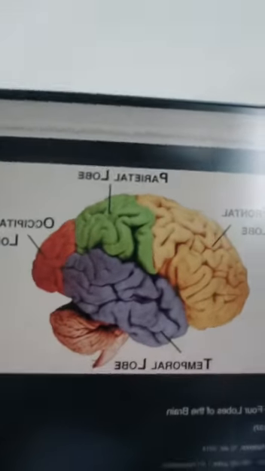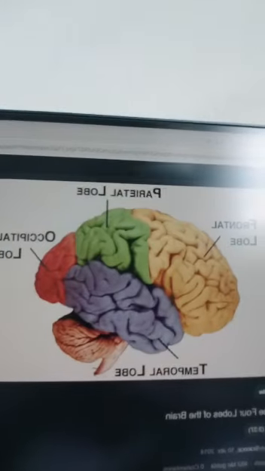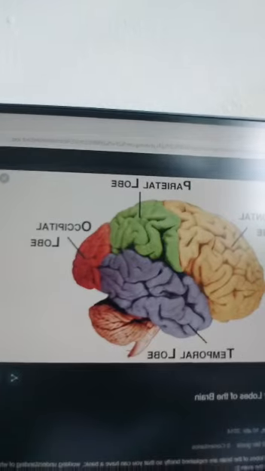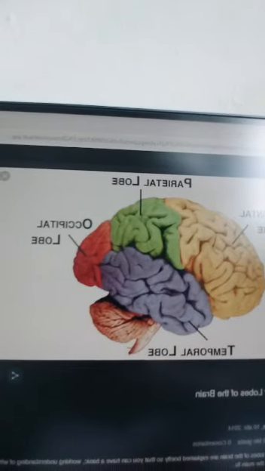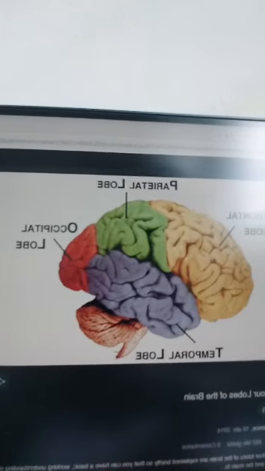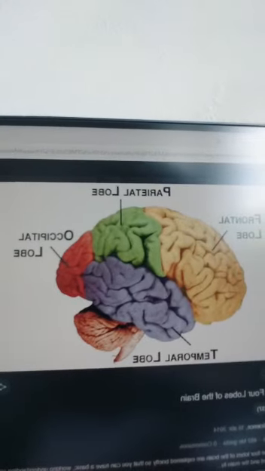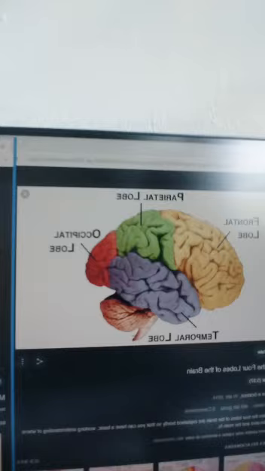So here you can see the lobes. The names of the lobes are parietal, frontal, occipital, and temporal. It's important to mention that each lobe may be divided once again into areas that serve very specific functions. It's important to understand that each lobe of the brain doesn't function alone. They have a relationship between them. So it's very important. And also, each lobe has a specific function.